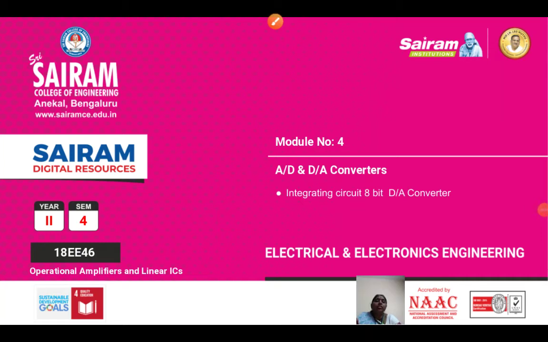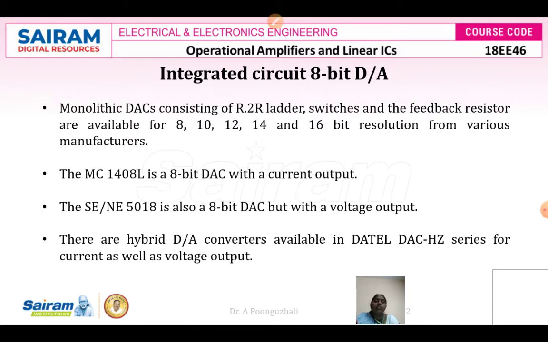Good morning students. Now we will see about the integrated circuit 8-bit D2A converter. An integrated circuit 8-bit D2A converter is nothing but a monolithic digital to analog converter which consists of your R-2R ladder network, your switches and the feedback resistor. And these monolithic DACs are available for 8-bit, 10-bit, 12-bit, 14-bit and 16-bit resolution from various manufacturers.